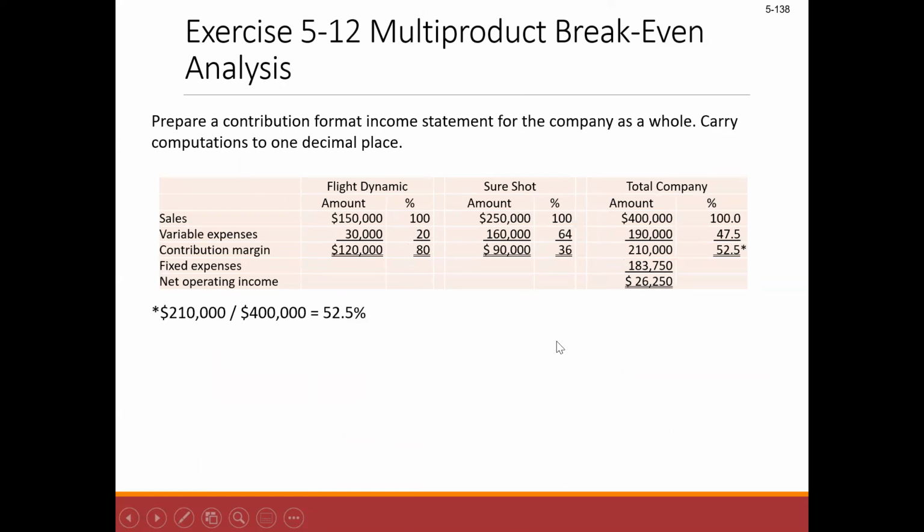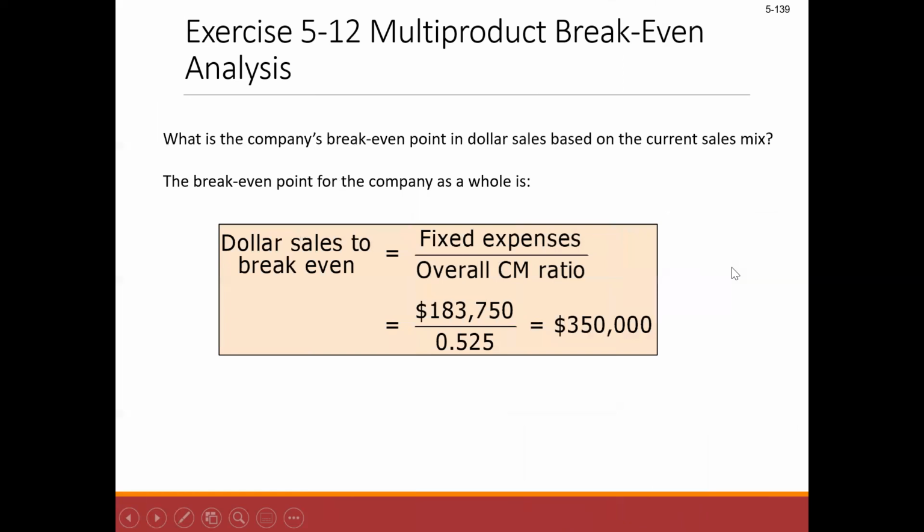So we show the breakdown of total sales for Flight Dynamic, variable and contribution margin. We do the same for Sure Shot, and we see overall the contribution margin with this mix is 52.5%. What's the company's break-even dollar? Take the $183,750 divided by 52.5% gives us our break-even.